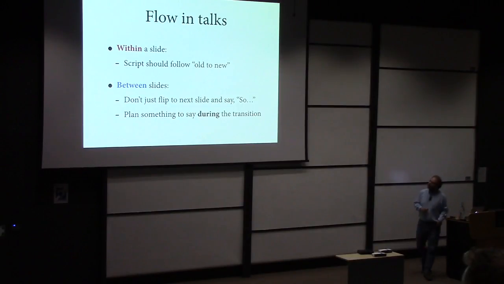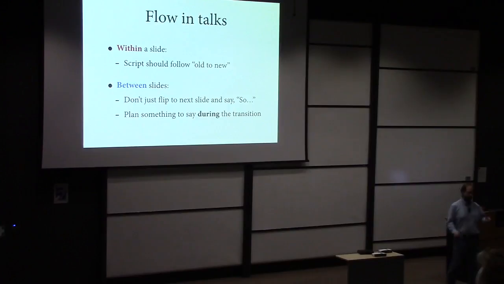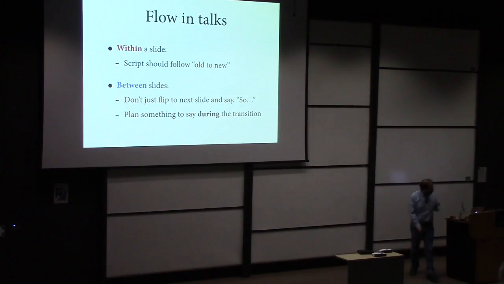So for flow, basically it's kind of the obvious thing. I'm not necessarily recommending you write out a full script for your talk, but if you want to detect whether you're having flow problems, write out a script for some slide and see if it follows old to new. If it doesn't, then you're going to have a problem. Usually, however, that's not the main problem I find people have. Mostly within one slide, the ideas will follow old to new. The biggest problem is between slides.